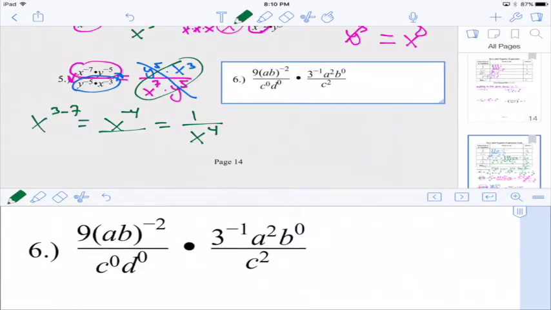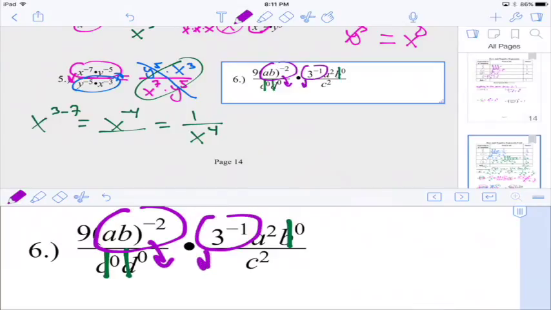And lastly, I'm going to clean up all of my 0 powers. So b is raised to the 0 power, so that is 1. C is raised to the 0th power, so that's 1. D is raised to the 0th power, so that's 1. I'm going to bring all my negative exponents to the other side. All of that with a negative 2 power is going to go to the denominator, and this 3 to the negative 1 is going to go to the denominator.